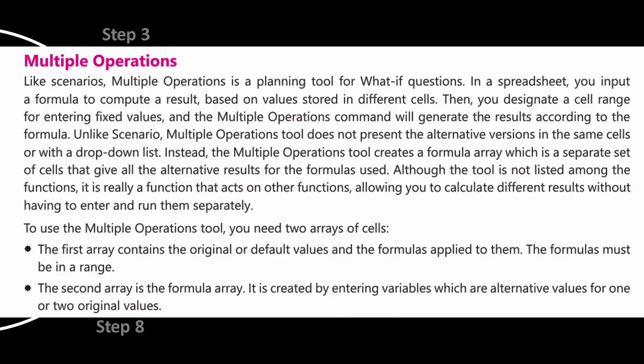To use the Multiple Operations tool, you need two arrays of cells. The first array contains the original or default values and the formulas applied to them. The formulas must be in a range. The second array is the formula array. It is created by entering variables, which are alternative values for one or two original values.